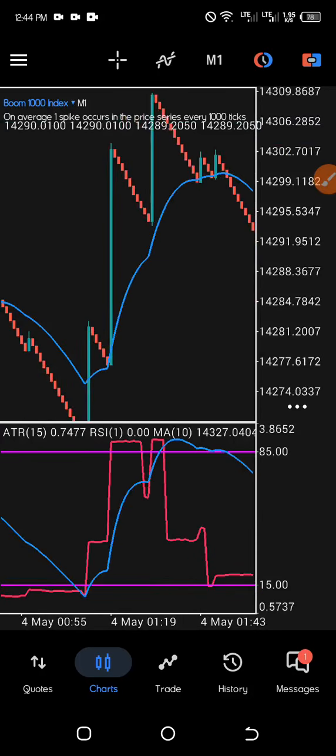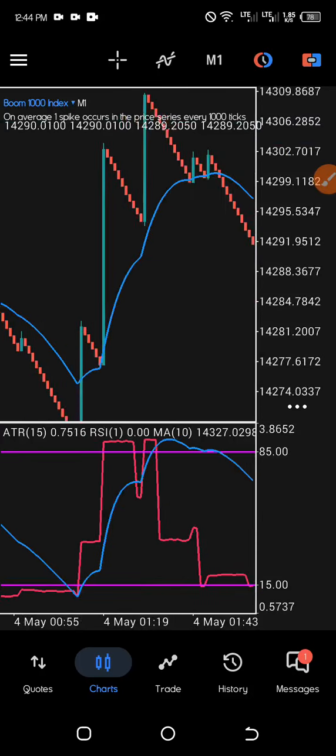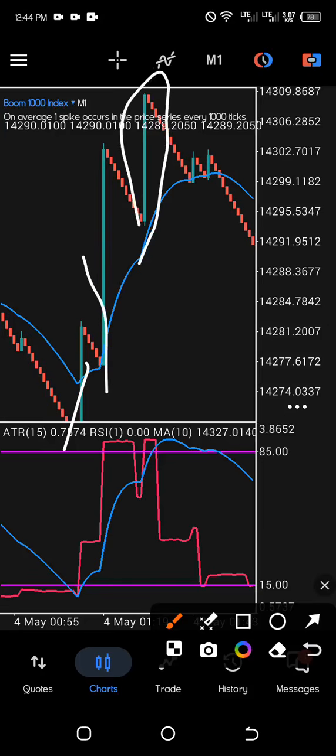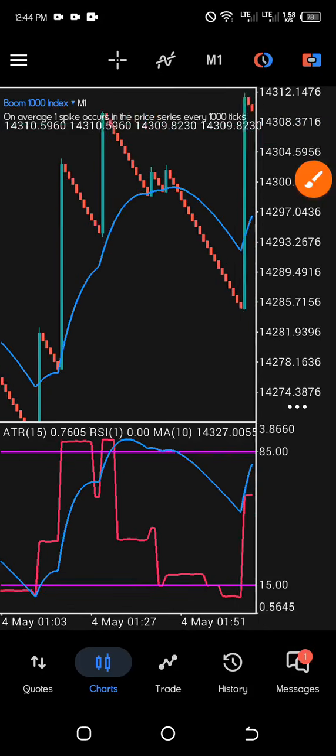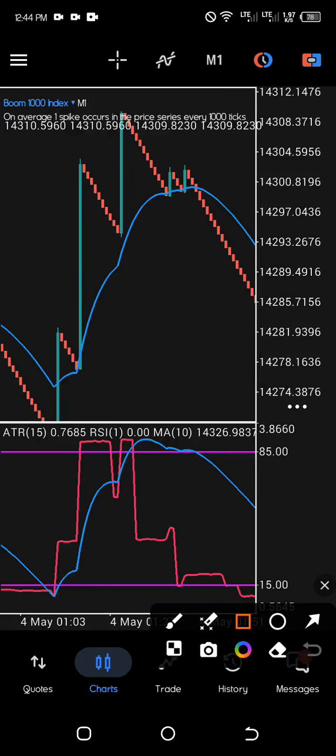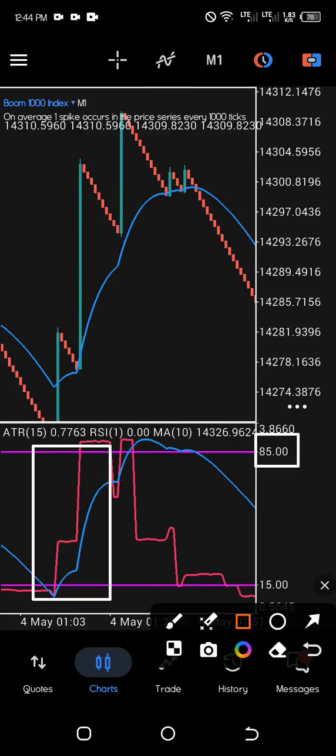Now the first thing we are looking out for is a spike in the market. Okay, we are looking for multiple spikes in the market. It can be a single spike, but it has to be huge, and it can be multiple spikes in the market. So after we see all these spikes, this spike is going to be the one to push the average true range to the 85 levels.